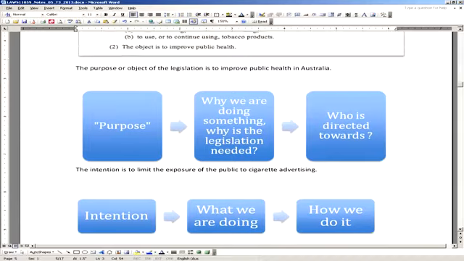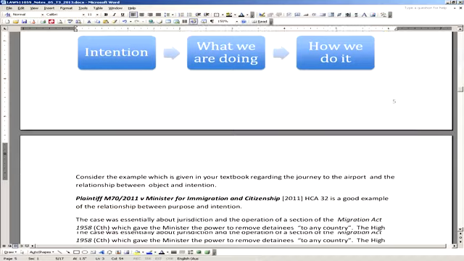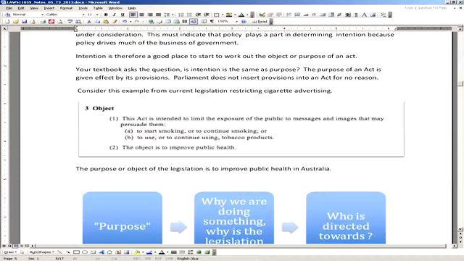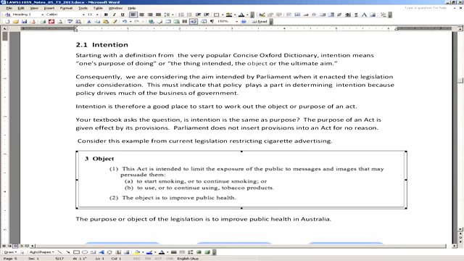Well, I think there's a lot of similarity between the two. We're focusing here on the word intention, but they're really very similar. You might remember from last week, the definition of purpose is actually defined to include the object. So it's mentioned here this week, under the heading intention, the object as well. So I think they're very, very similar.